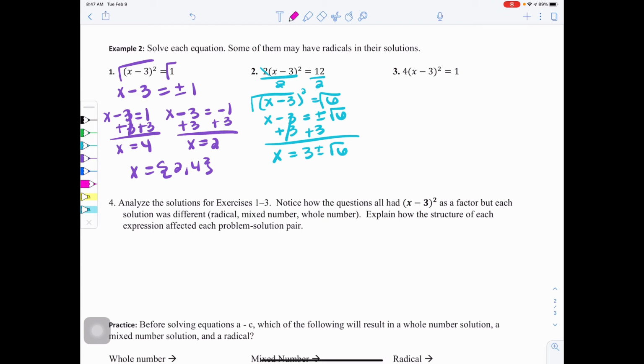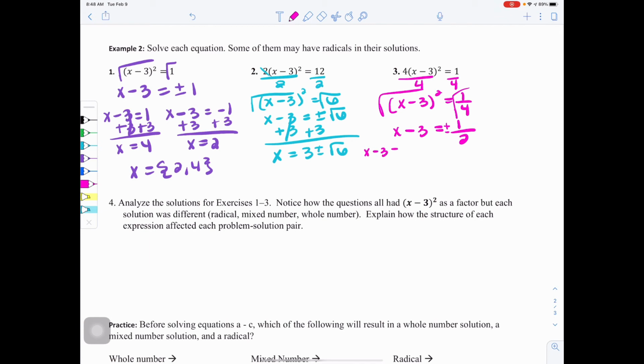When we look at number 3, we've got 4 times the quantity x minus 3 squared equals 1. So here again, we've got to isolate the squared, so we're going to have to divide both sides by 4 to get x minus 3 squared equals 1/4. We're going to take the square root of both sides and get x minus 3 equals, the square root of 1 is 1, the square root of 4 is 2, and remember we need our plus or minus when we take a square root. So we have 2 equations to solve.